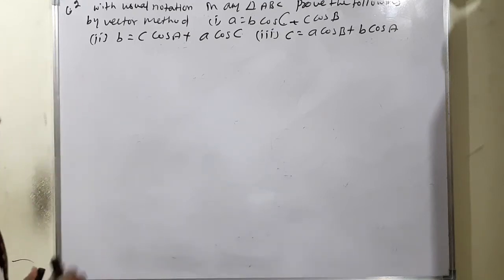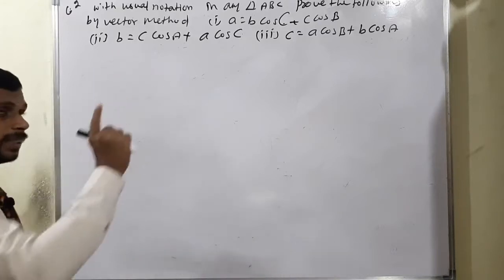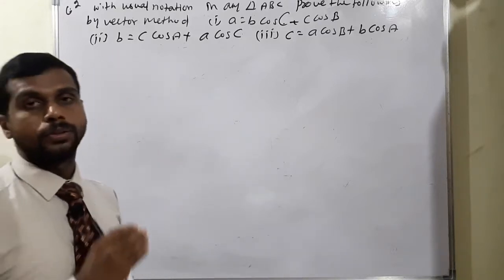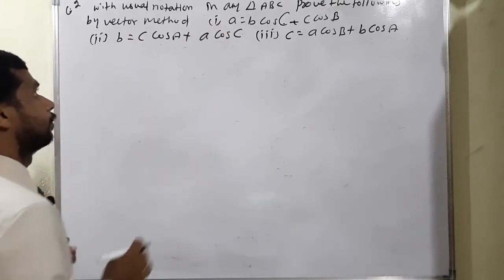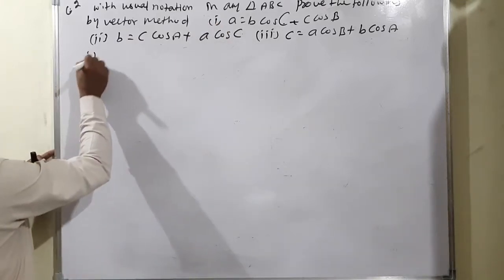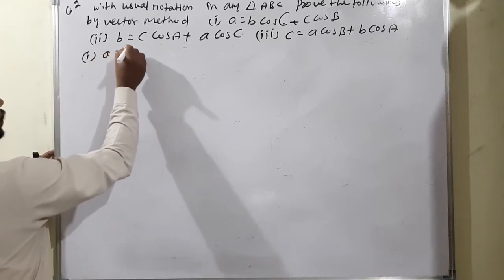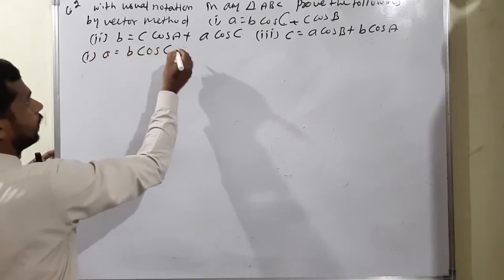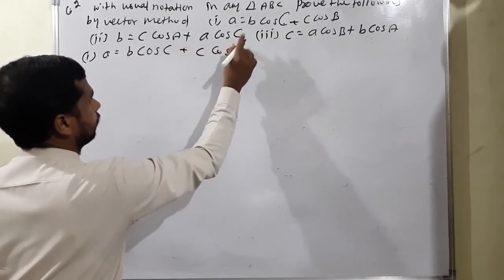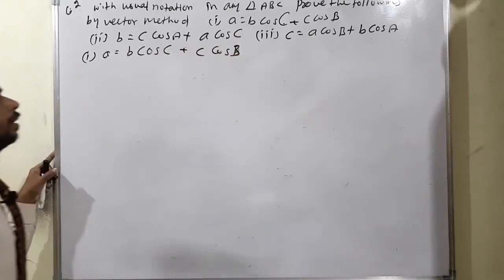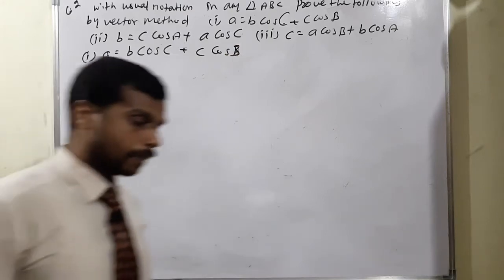Listen very carefully. If you know any one subdivision, you can apply it to the other 2 subdivisions, okay. I am moving to subdivision 1. What is the question? Subdivision 1: a is equal to b cos C plus c cos B. The same concept as example 6.1.